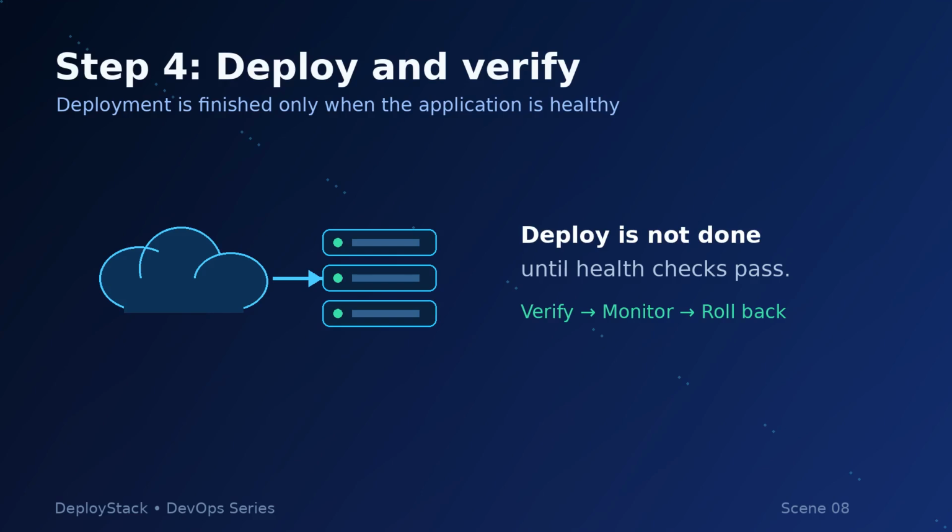Step 6 is automated testing. Tests are the heart of CI. Unit tests check small pieces of logic. Integration tests check whether services work together. End-to-end tests simulate user behavior. Smoke tests check whether the application starts and responds at a basic level.